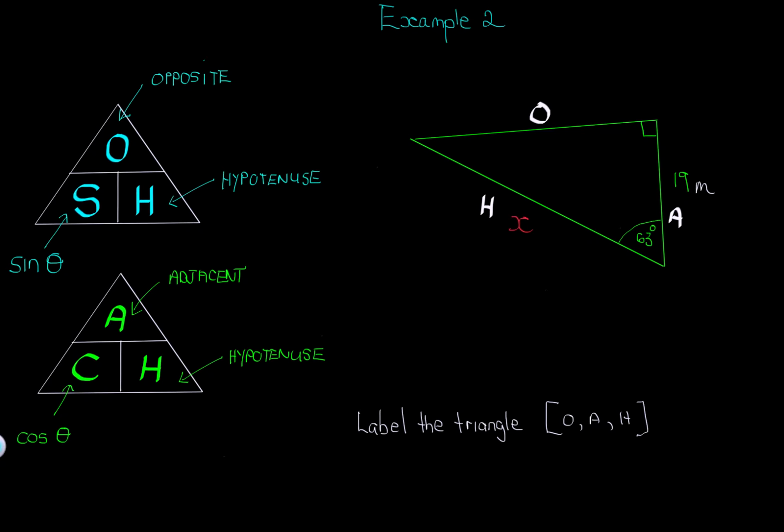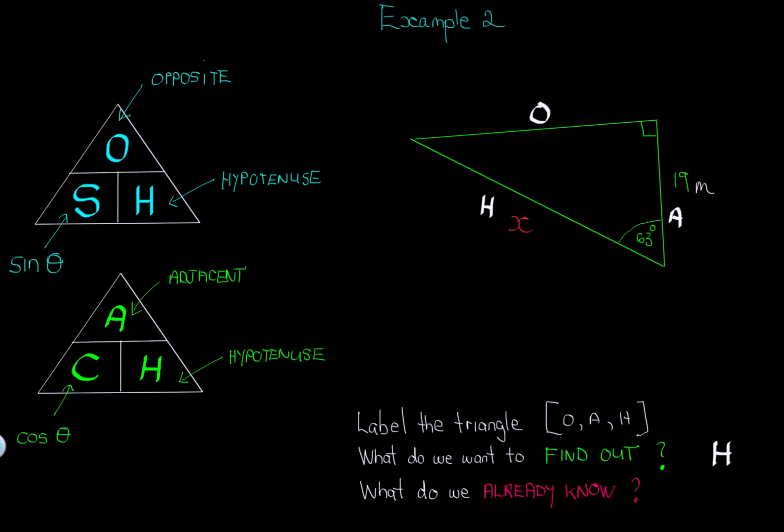The next step is to ask the question, what do we want to find out? So let's look at our triangle. What side is it that we want to find out? Well, clearly it's side H. So it's side H that we want to find out. The next step is to ask the second question, which is, what do we already know? So what side of this triangle do we already know? Well, if we look around, we can see that the side we already know is this side here, which is the adjacent.